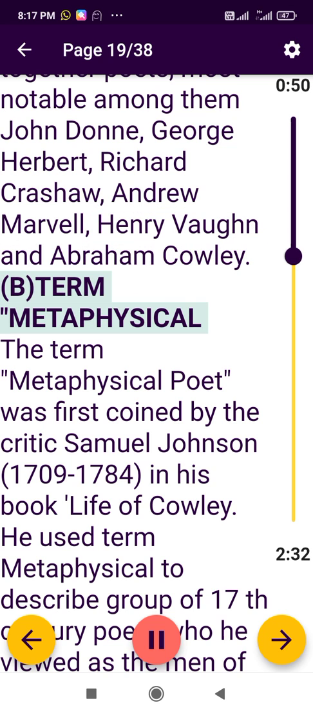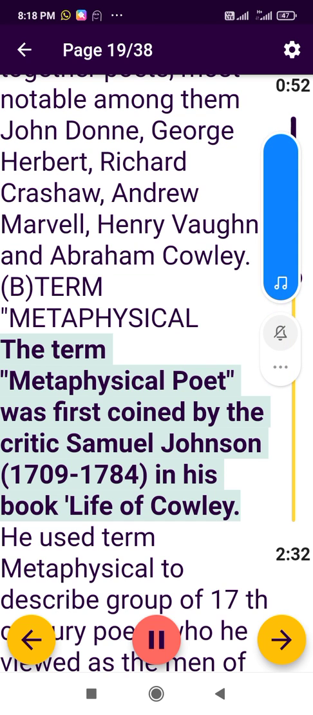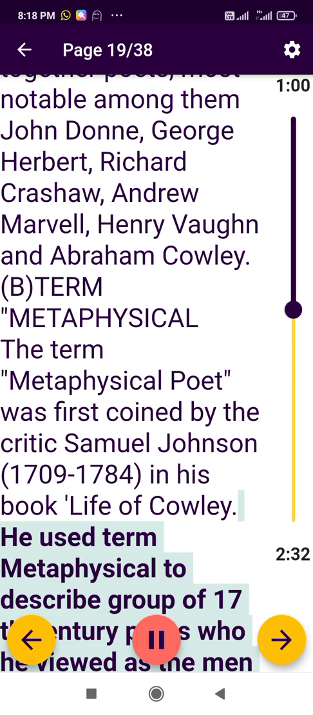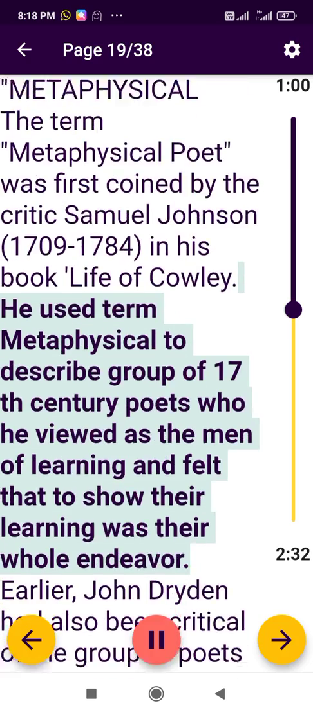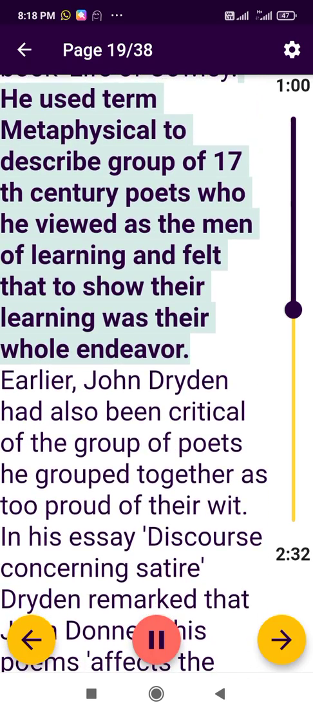B. The term metaphysical. The term metaphysical poet was first coined by the critic Samuel Johnson, 1709-1784, in his book, Life of Cowley. He used the term metaphysical to describe a group of 17th century poets, who he viewed as men of learning, and felt that to show their learning was their whole endeavor.